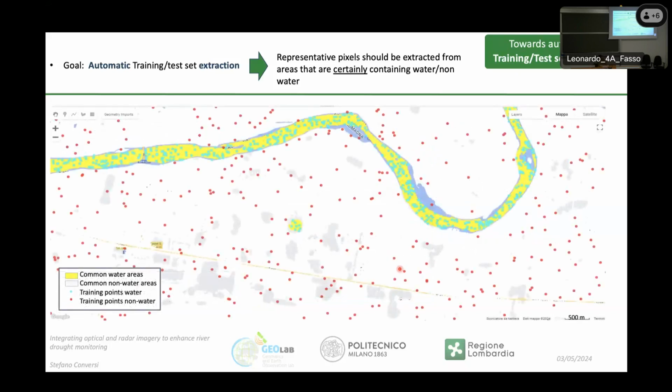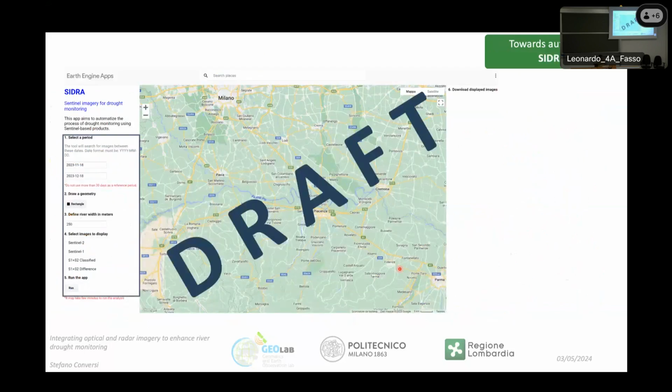And as we can see here, for example, we can have a look at a detail of the final mask, in which in yellow we have the pixels that are perceived as surely water in the period of reference, in white the ones that are perceived as non-water, in light blue the pixels that we extracted for training the algorithm, and in red the other class ones.